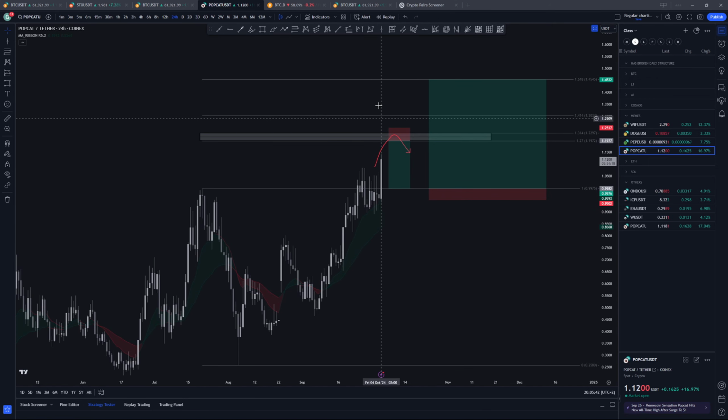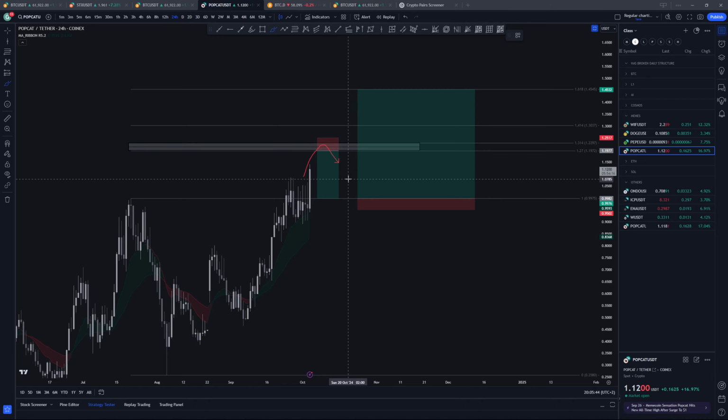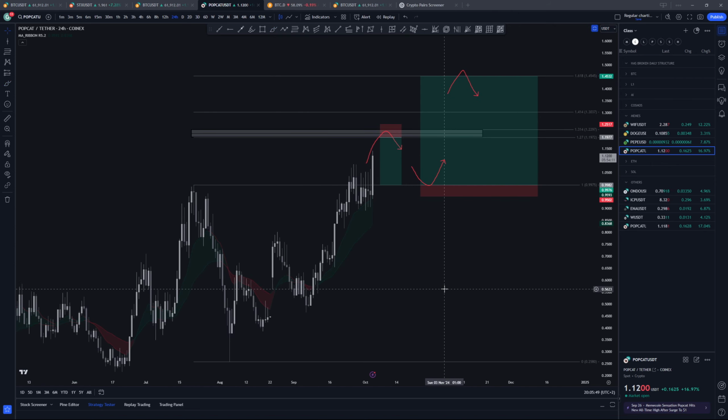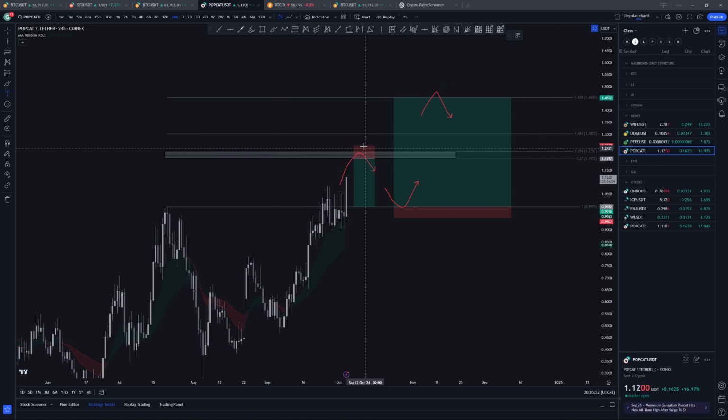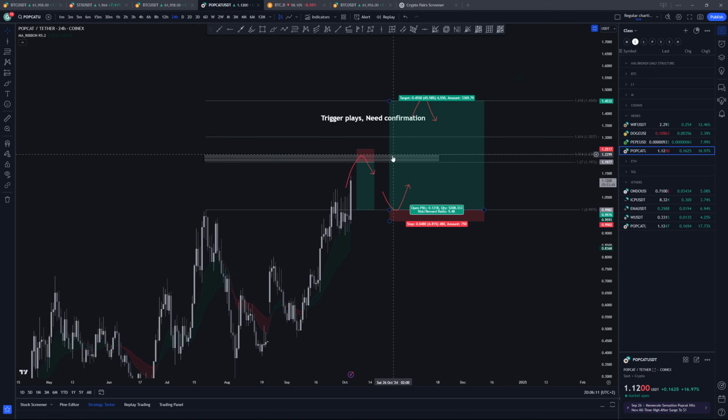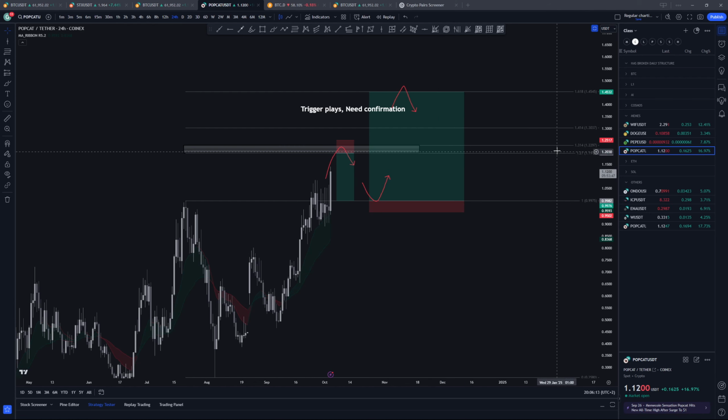That is essentially what I would look at for Popcat. I would look for something like this. And both of these are trigger plays. This is not something I would take. Especially this short, I wouldn't take. This long is one I'm gonna look for, but I'm gonna need lower time frame confirmation. So I'm gonna put that in the screenshot as well, so people don't get the wrong idea. Because realistically, who wants to put a short limit at a coin that's at all-time high, right? Especially a coin as strong as this. So that's what I'm looking at for Popcat.